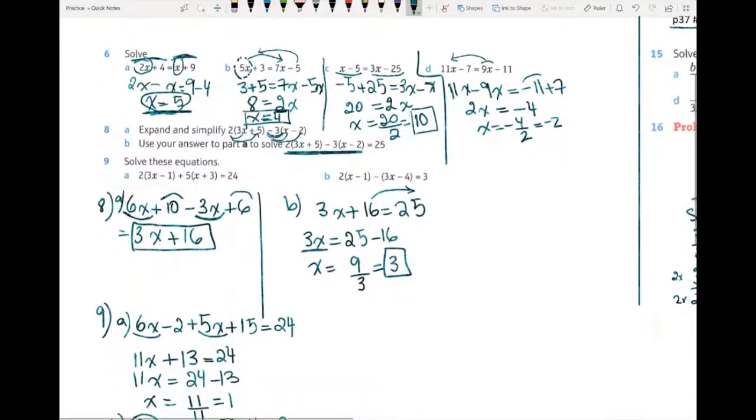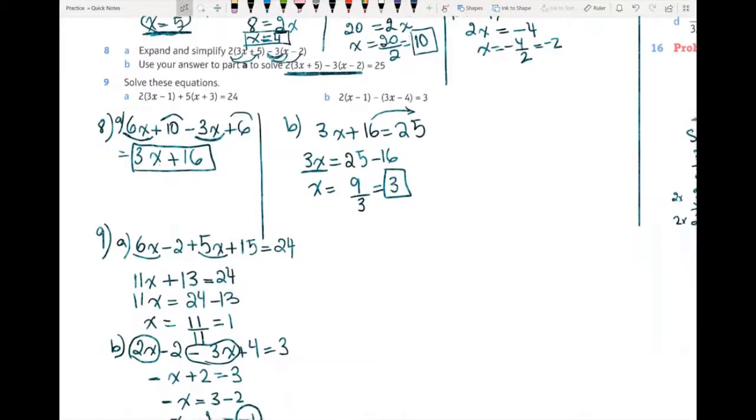Number 9, solve these equations. We start by expanding, and it's going to be 6x minus 2 plus 5x plus 15 equals 24. Collecting first, having x's on one side, numbers on the other. You're going to have 11x plus 13, because minus 2 and plus 15 is plus 13, equals 24.